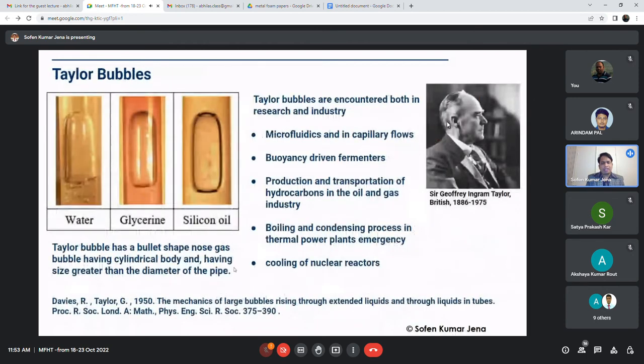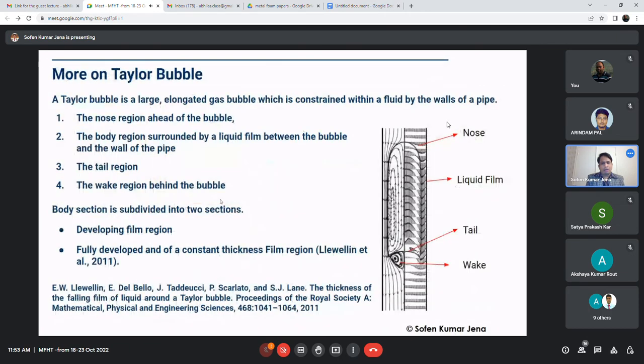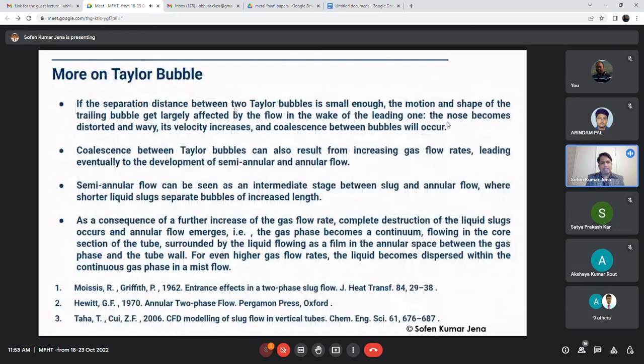What is the separation distance? Suppose you have a very big vertical pipe. What is the distance between the Taylor bubbles? If the separation distance between the Taylor bubbles is small enough, the motion and shape of the Taylor bubble get largely affected by the flow of the wake region.